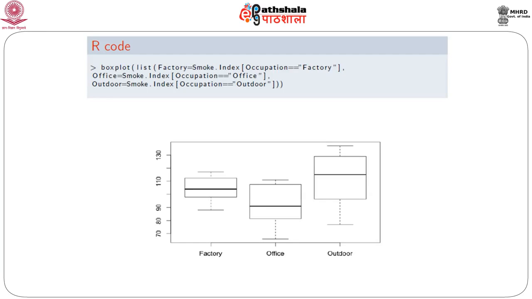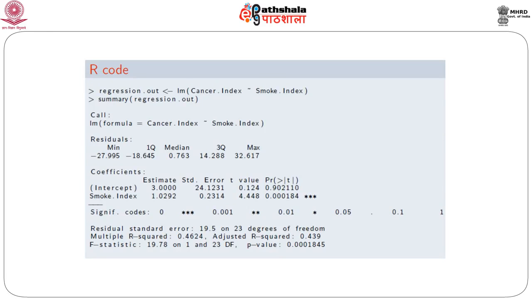Now, after looking at the box plots, we would like to move on to fitting the regression model. So, here is the R code for fitting a regression model using the LM function. Here we have fitted a linear relationship between cancer index and smoke index. Cancer here is the response and smoke index is our predictor variable. So, from the R output, we can see that corresponding to smoke index, the slope is 1.0292 and the intercept is 3. We are also given the corresponding standard error, t value and the p values.